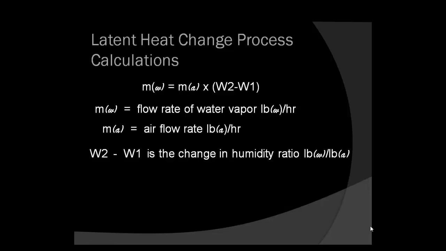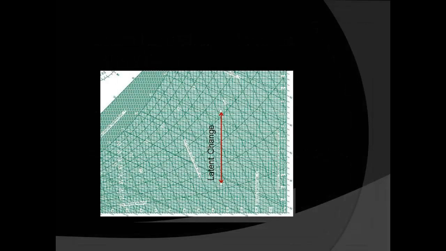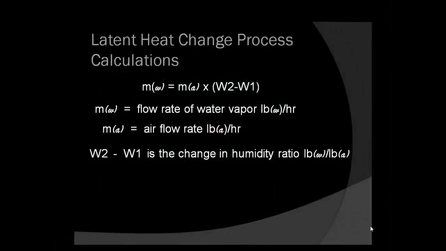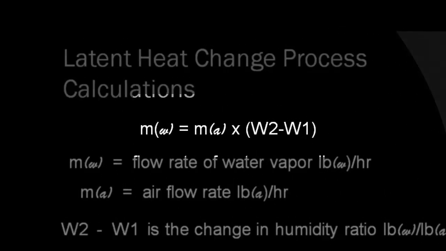A latent change is the process of adding or removing moisture without a change in the dry bulb temperature. As noted earlier, a latent change results in a change in the specific enthalpy, but not a change in the dry bulb temperature. The rate of water that is added or removed during humidification or dehumidification is shown in the equation M sub W, mass flow rate of water, is equal to the mass of the air sample times the change in humidity ratio.